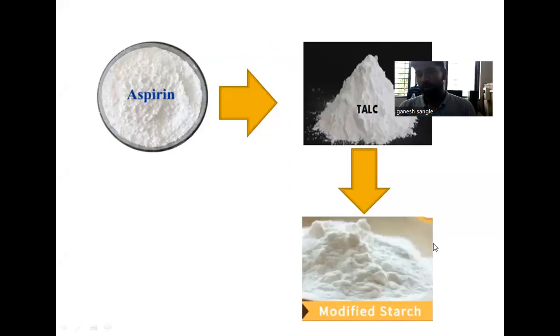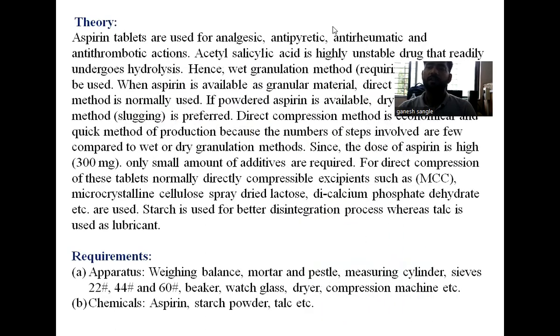While formulating aspirin tablets, you require three major ingredients or chemicals: aspirin, talc, and starch. You can use maize starch or corn starch, as it totally depends on the formulation. So this is the theory.